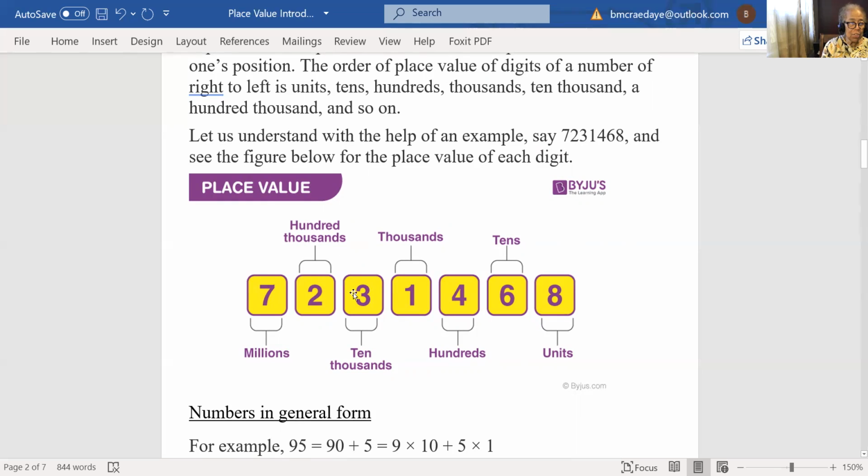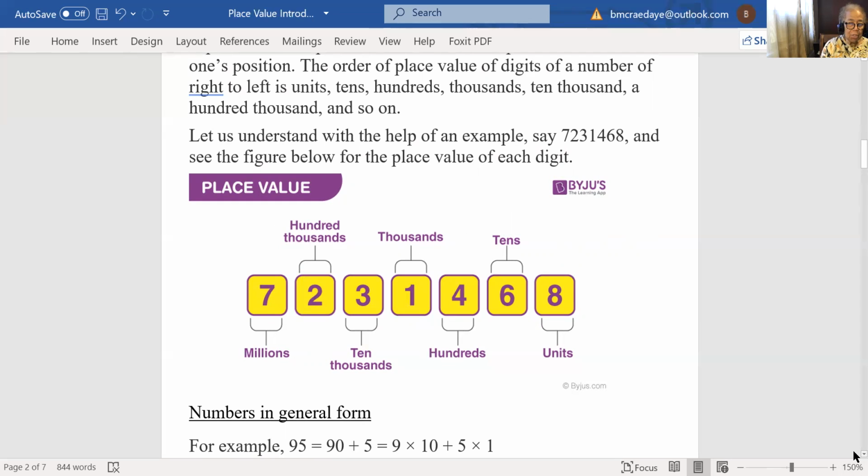Okay, now notice this chart for just this number. 8 units, that means 8 ones, 6 tens, 4 hundreds, 1,000, 3 ten thousands, 3 times 10,000 is 30,000, 200,000, 2 times 100,000 is 200,000, and 7 million. 7 times 1 million is 7 million.